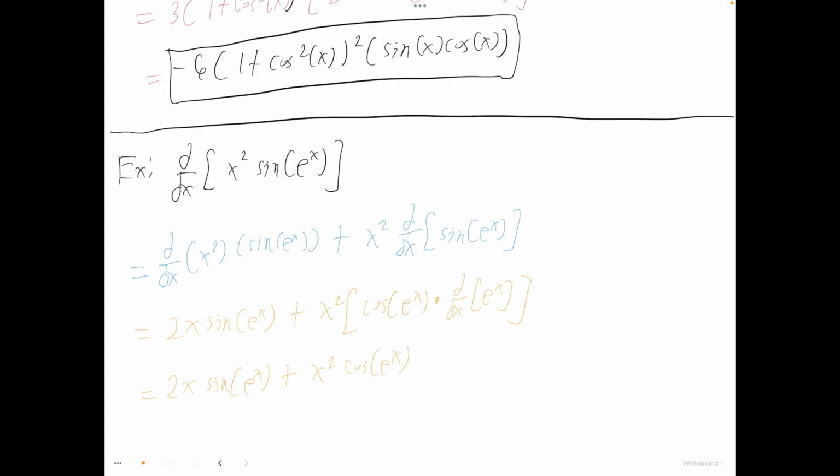And then the derivative of e to the x is e to the x. And so we got 2x sine of e to the x plus x squared cosine of e to the x times e to the x. And so that is our derivative in that case.